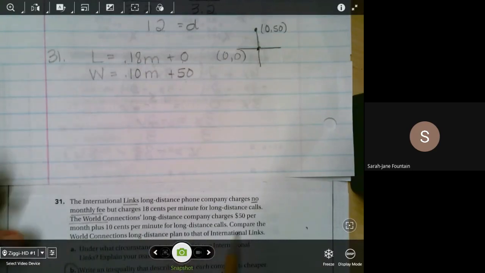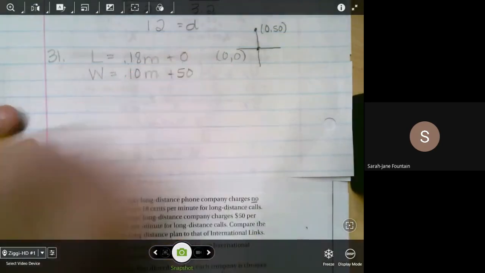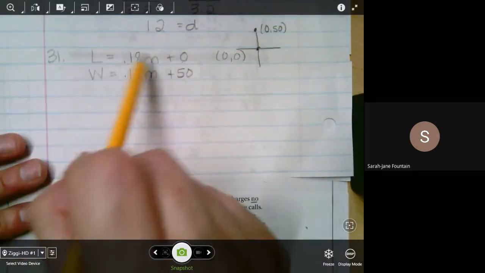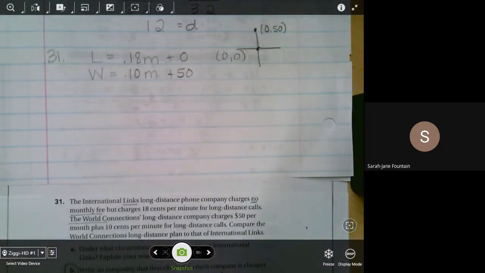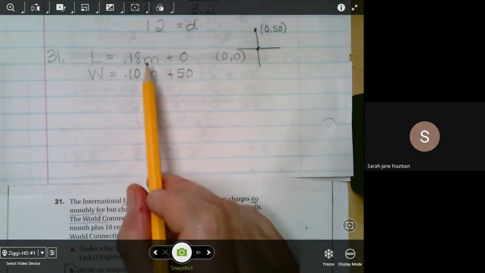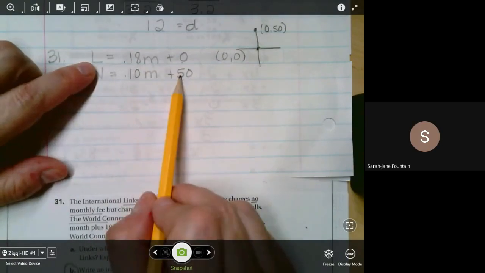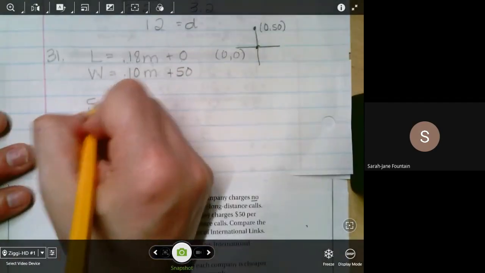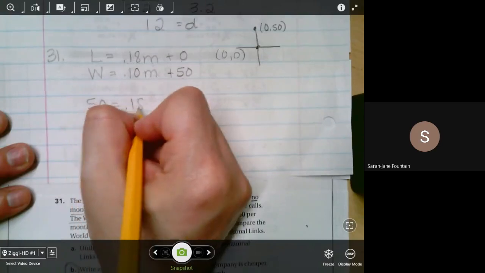Okay. Compare the World Connections long distance plan to that of International Links. Well, when it says compare, that means we need to put them equal to each other. Okay. But I can't put them equal to each other because I have two different variables on each side. So now I need to figure out how many minutes I can use where this one is only $50. So let's do $50 equals 0.18M.